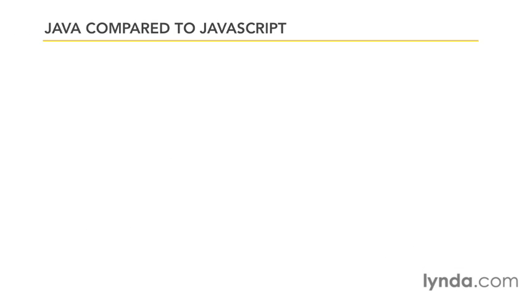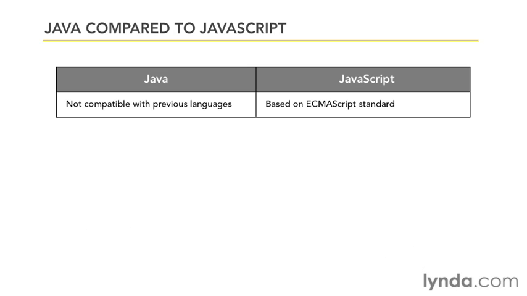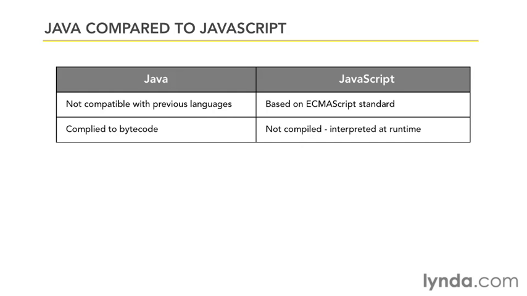Let's also compare Java to JavaScript. Even though the names of these languages share the term Java, they're really not closely related. JavaScript, again, wasn't compatible with previous languages, even though it borrowed syntax from C. JavaScript has morphed into a standard known as ECMAScript. Other languages that are based on the ECMAScript standard include Adobe's ActionScript 3 and JScript from Microsoft, and a number of others. Java is compiled to bytecode and interpreted at runtime. JavaScript is interpreted directly from source code.